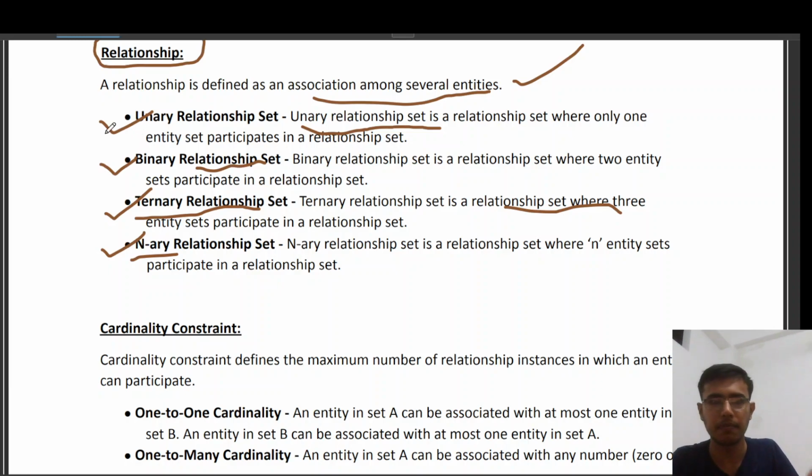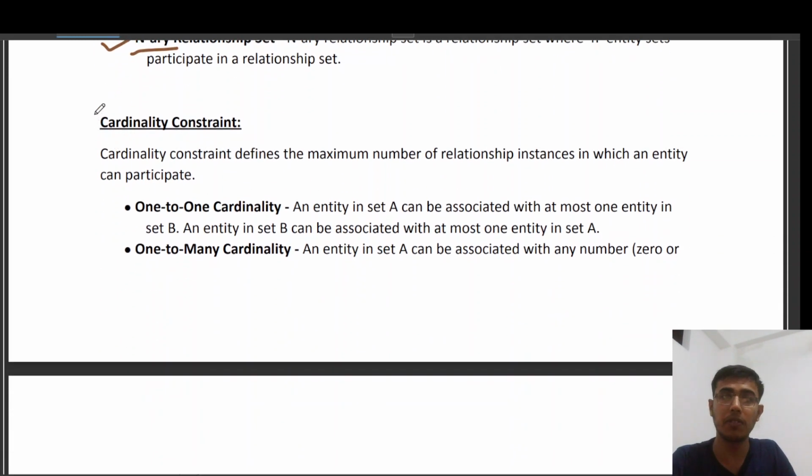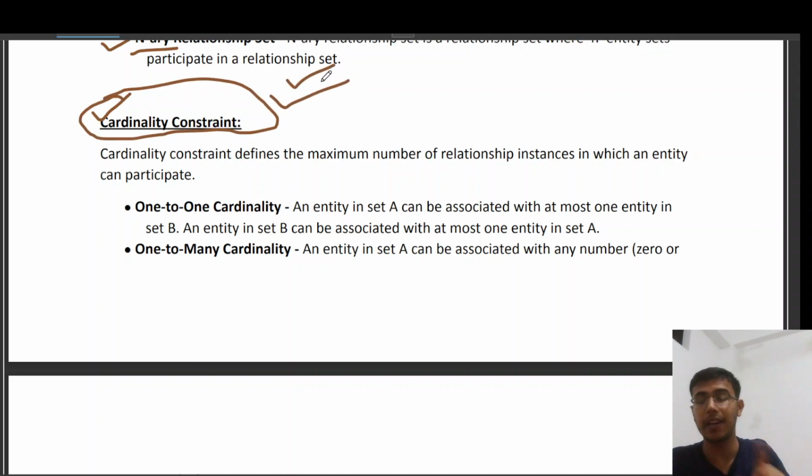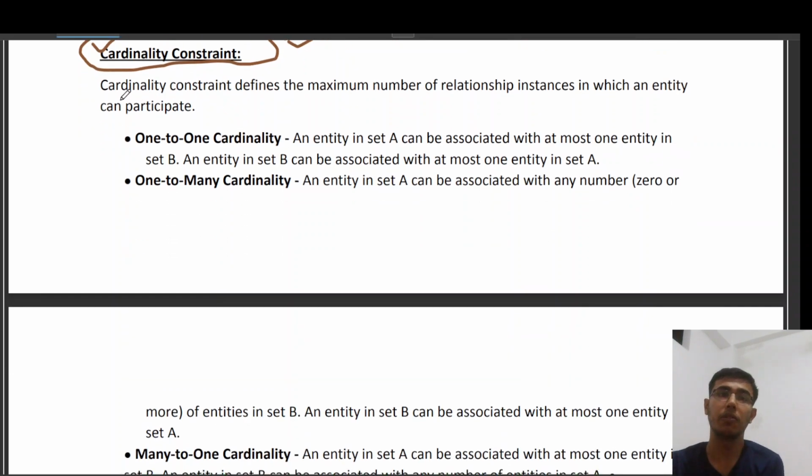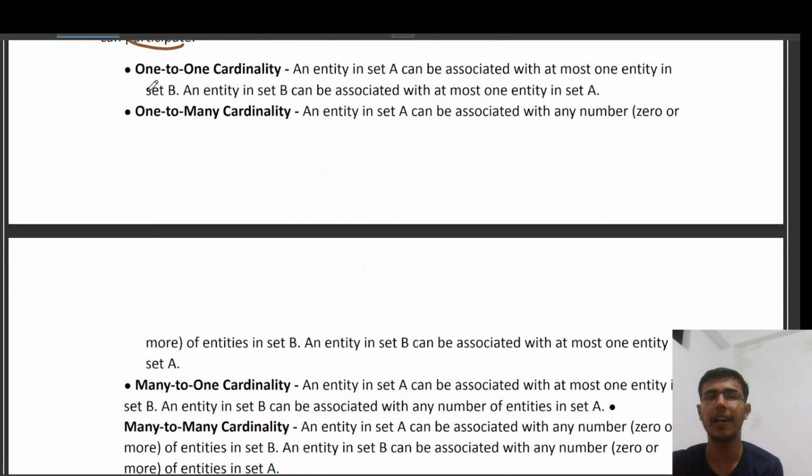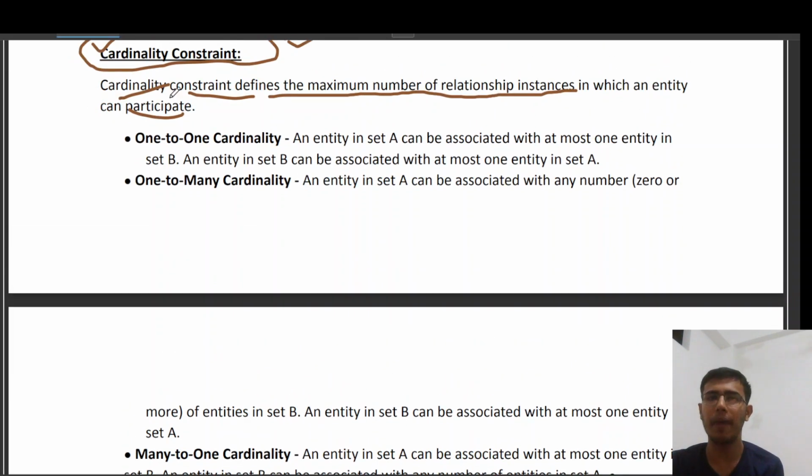It is so easy. Next we are going to see cardinality. Please keep in mind that cardinality is a very important topic. I am definitely saying it is really very important. Cardinality constraints are defined as the maximum number of relationship instances in which an entity can participate. So cardinality basically defines the maximum number of relationship instances.